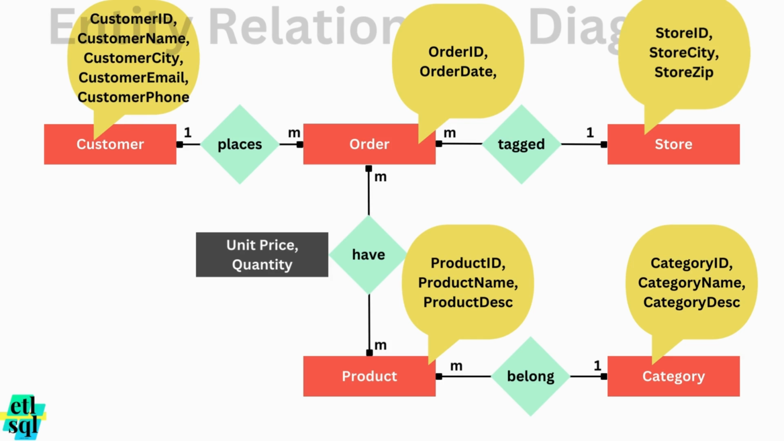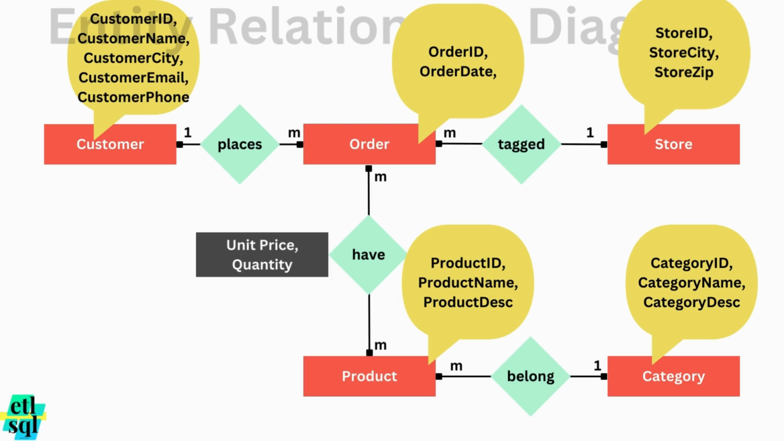One customer can have multiple rows in the order table, but each order ID will be tagged to one customer only. So this way it is one to many, and this way it is one to one, right? So overall relationship becomes one to many relationship. Let's talk about order and store. Multiple orders can go to one store, and one store can handle multiple orders. So this also becomes one-to-many relationship.